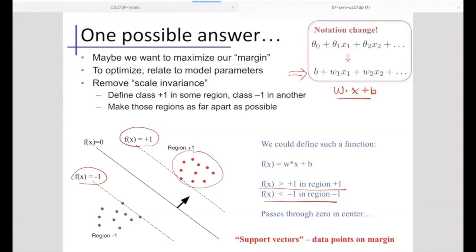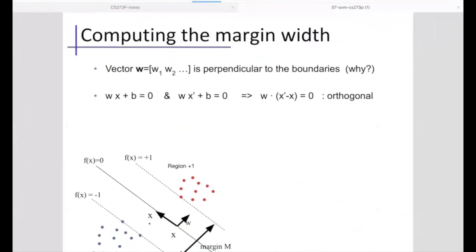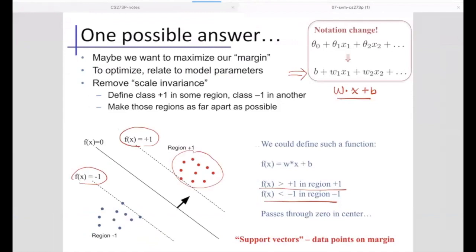Then the question is this: there are still many solutions that satisfy these constraints. So what do we say? We want to maximize the margin between these two. That is the step we talked about last time, the distance between these two separating hyperplanes. In two dimensions, these are lines.